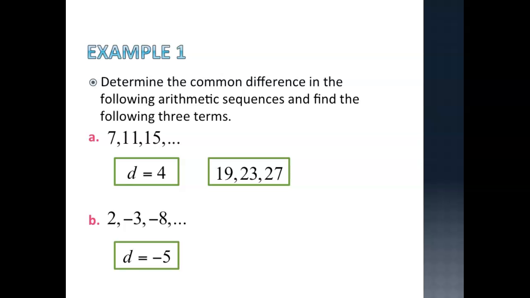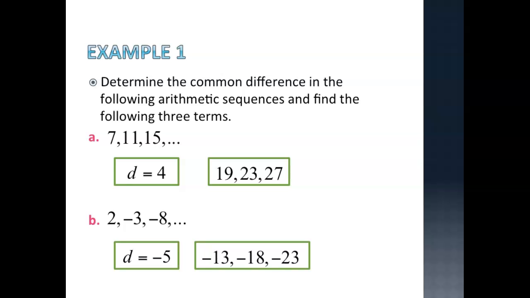Okay, this at least prevents us from having to say, oh, we're adding 4 or we're subtracting 5, right? By saying that D is positive or negative, that essentially will tell us if we have to add or subtract that number in order to get to the next term. Okay, so -8 plus -5 is -13. Add -5 to -13 to get -18. And add -5 to -18 to get -23. So we have -13, -18, and -23 as the following three terms.